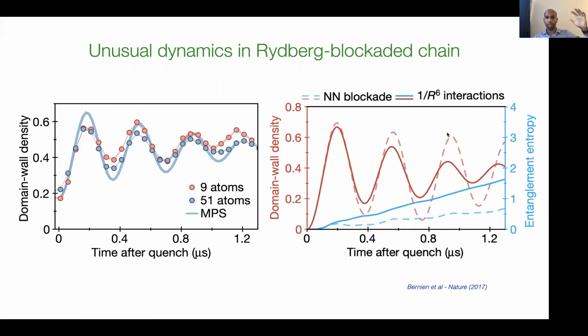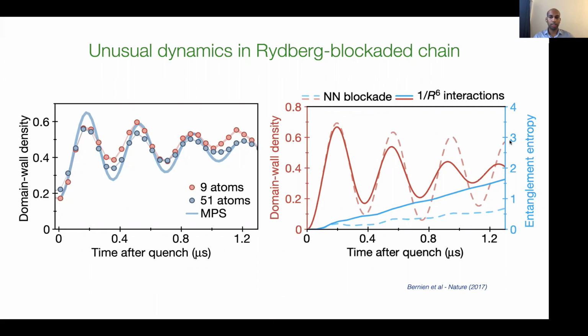The Hamiltonian is sort of boring. The initial state is also trivial. It's not a highly entangled state. It's just a product state. But even with these simple ingredients, once you add a strong constraint into the system, you can have unusual dynamics here.